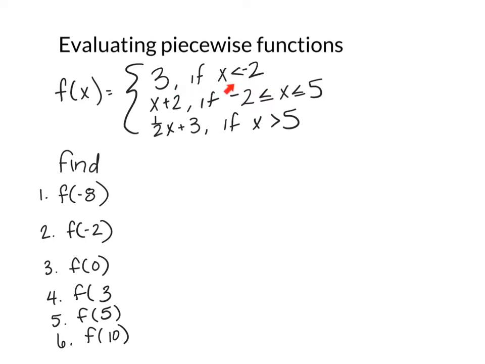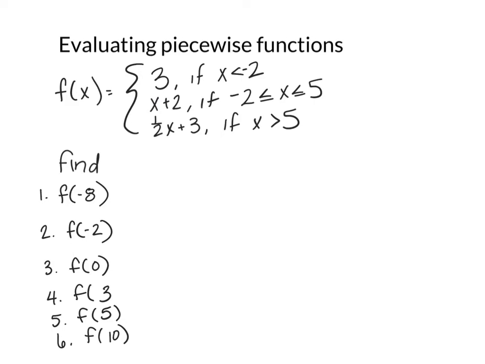So the first one uses only x is less than -2. The second one uses x's that are greater than or equal to -2 and less than or equal to 5. So numbers between -2 and 5, including the endpoints. And then the last one uses x values that are greater than 5.